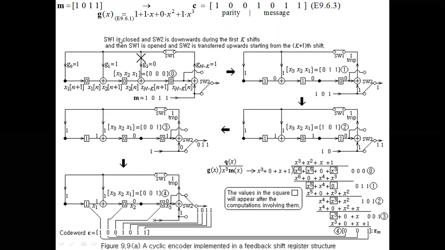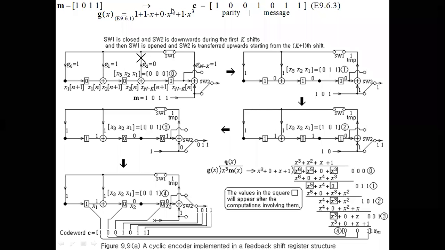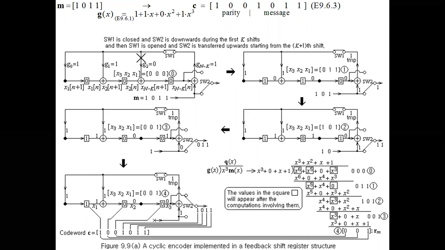In polynomial form, first, 1 into x power of 0: what is x power of 0? It is 1. So 1 plus 1 into x power of 1, and x power of 1 is x, so 1 into x. Then 0 into x power of 2: 0 into anything is 0, that's why this term is 0. Plus 1 into x power of 3. So the g of x polynomial form is 1 plus x plus x cube, and the x term gets cancelled, so 1 plus x cube is the generator polynomial.